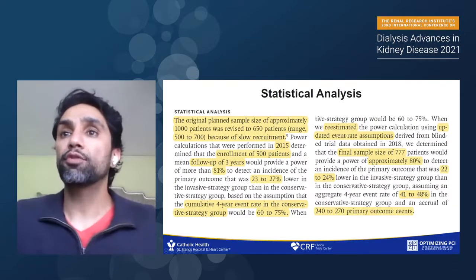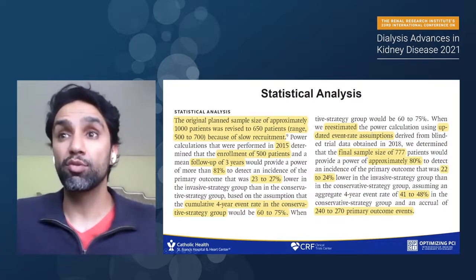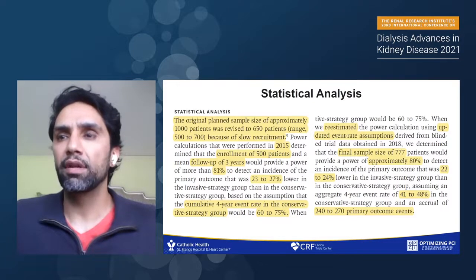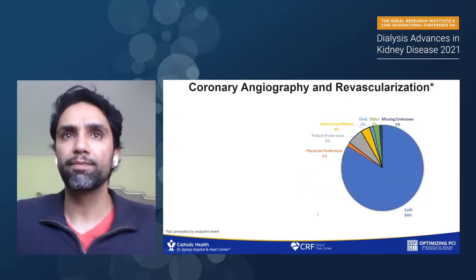Nonetheless, the authors re-estimated the power calculation, and I should say I was one of these authors, and then came up with, from the blinded data, a final sample size of 777, more than 80% power to detect a 22 to 24% reduction, with an event rate of 41 to 48%, which is not unreasonable, especially when it's based on blinded data. So they were thinking about getting 240 to 270 primary outcome events.